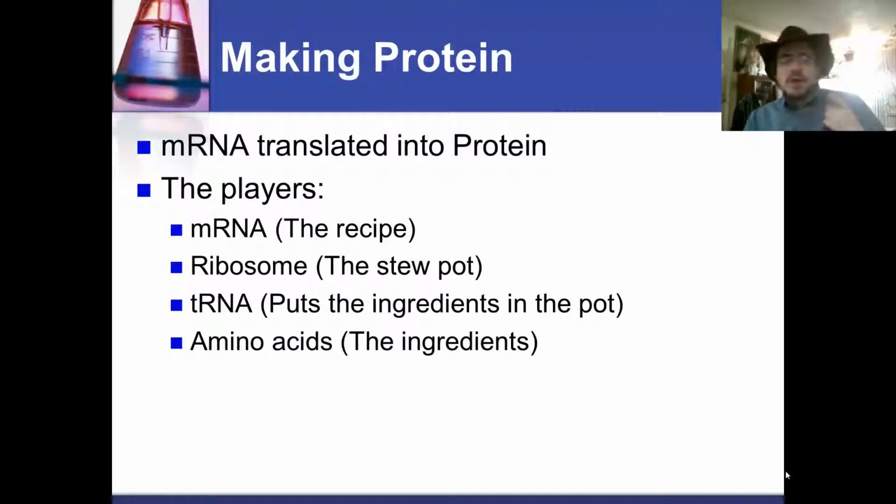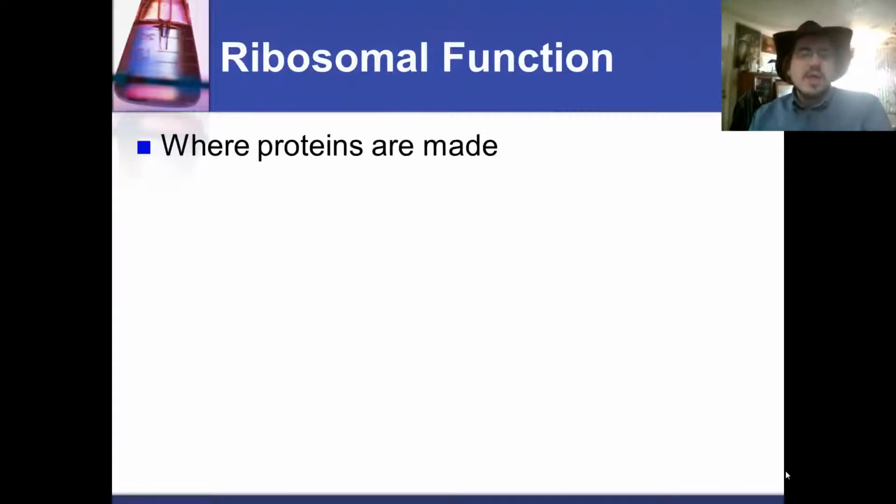So mRNA is the recipe for making a protein. The ribosome is the site where the protein is made. tRNA is putting amino acids into the growing protein. So let's take a look at this, shall we? Let's look at the ribosomal function. Again, the ribosome is the site of protein synthesis.